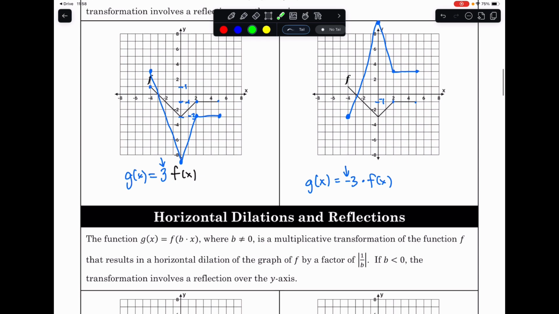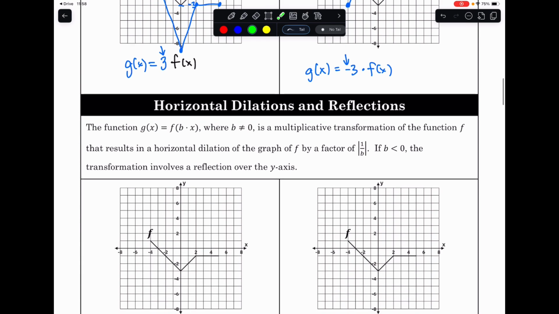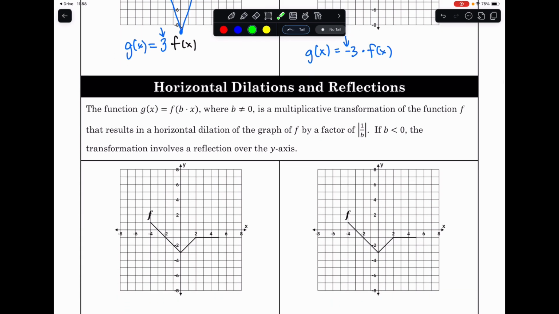Now, if we're doing a horizontal dilation, the same effect is going to happen, just with the x values this time. So as you clearly see right here, we're multiplying, but now the multiplication is with the x's. Now the multiplication transformation of f is a horizontal dilation of the graph of f by a factor of 1 over b. So instead of multiplying by this value of b, we're going to multiply by the reciprocal of that value when we're doing this operation to the x. And if the value of b is a negative number, then it's simply going to reflect it across the y-axis.